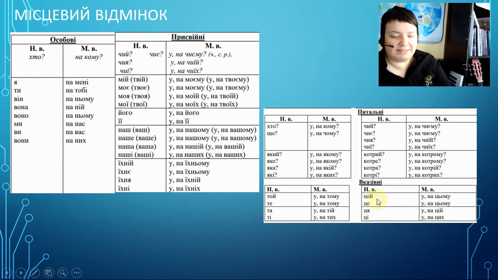Say, this, цей, this, it's masculine, це, it's neuter. Ця, feminine, ці, it's plural, these. So, у, на цьому, in, on, this, the forms are the same in masculine and neuter, but feminine у, на цій, and plural у, на цих.